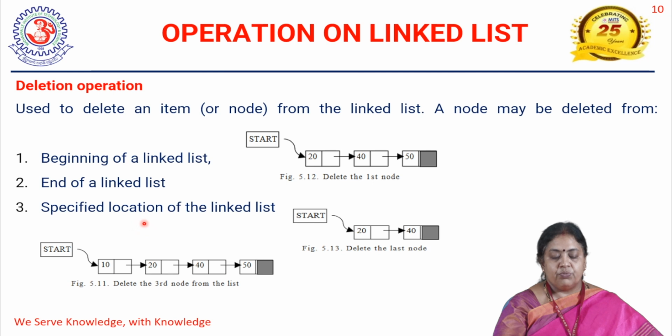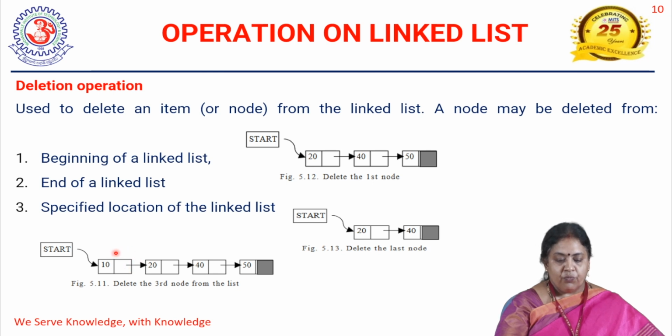Now we can also specify a location. We can remove at the specified location also. Suppose you want to delete this 20, that is the second element. Obviously in the first node's address part, we have the address of the second node, and in the second node's address part, we have the address of the third node. So what can be done is, here instead of this address, we are going to store this address. So this node will be deleted automatically.